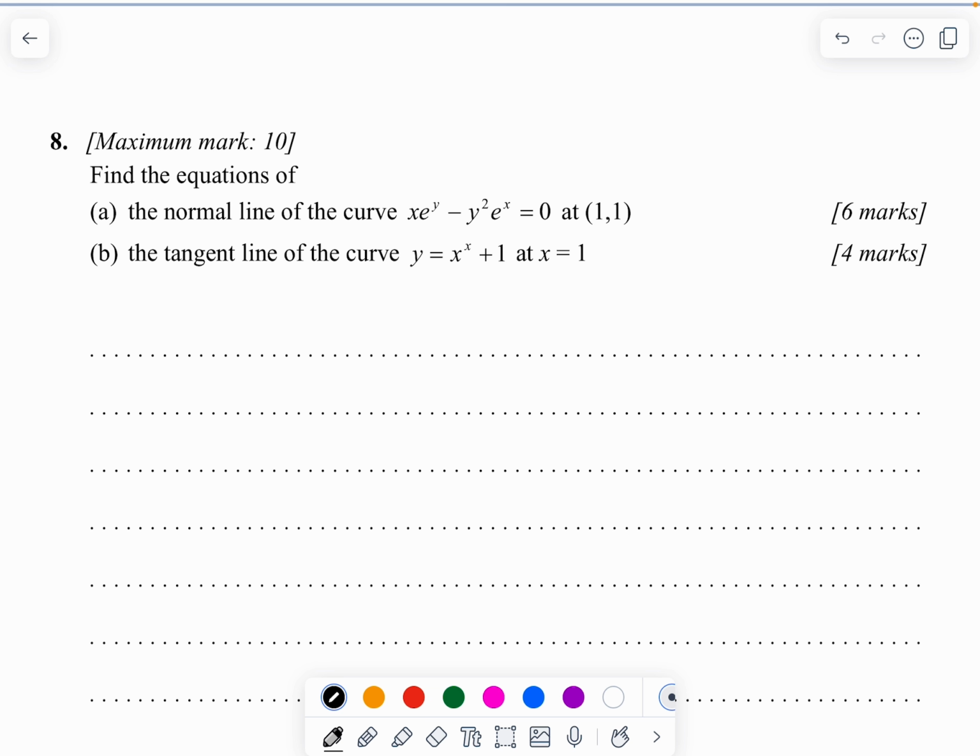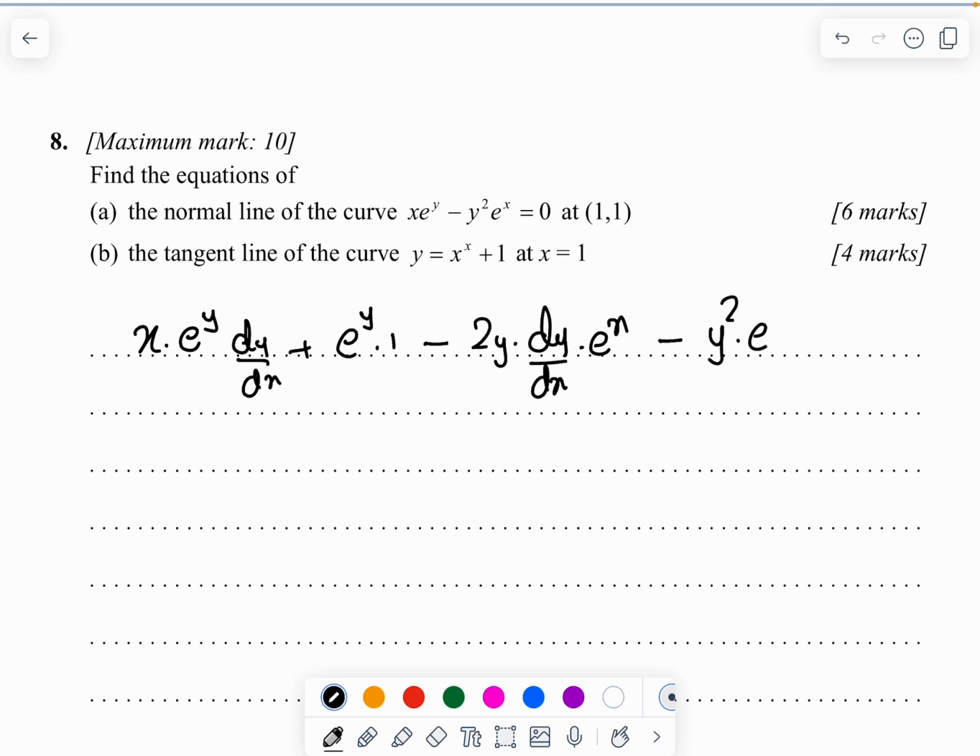Find the equation of the normal line to the curve. First of all, I have to find dy by dx. This is an implicit derivative, so we are going to use implicit differentiation. The derivative of x e power y is e power y dy by dx plus e power y as it is, times the derivative of x, which is 1. Minus y square, whose derivative is 2y, times dy by dx, times e power x, minus y square as it is, times the derivative of e power x, which is e power x. Equal to 0, whose derivative is 0.